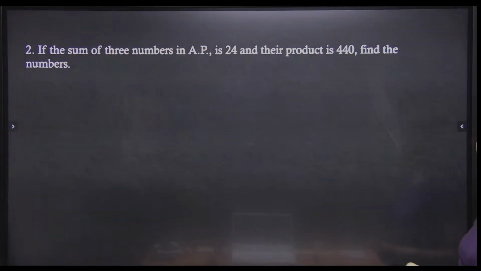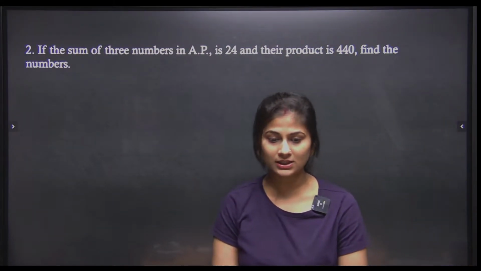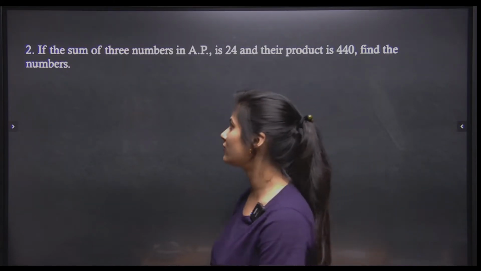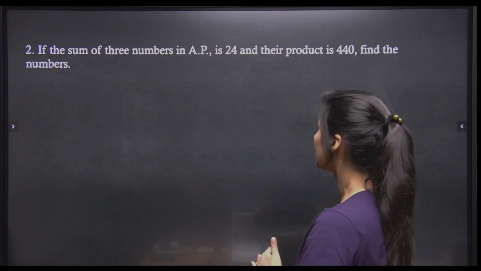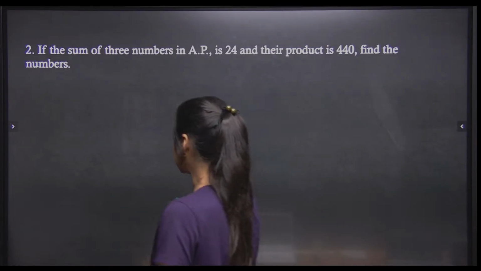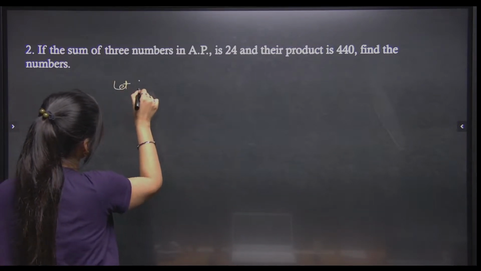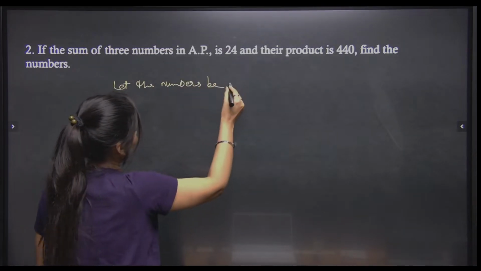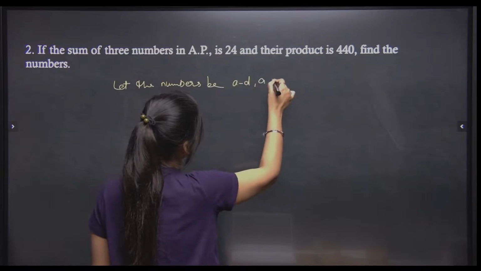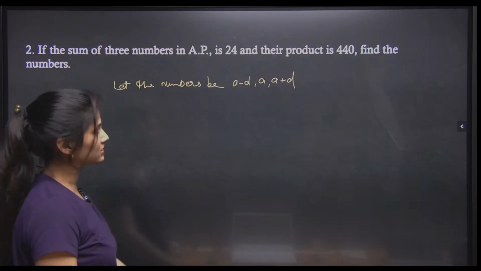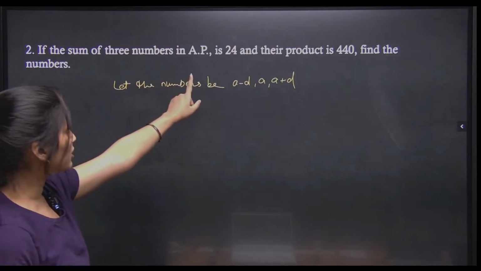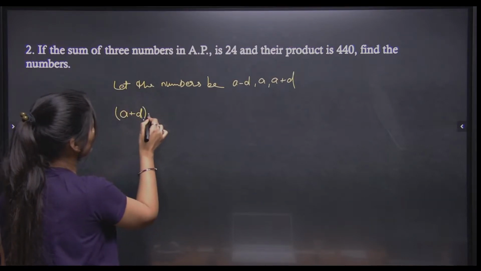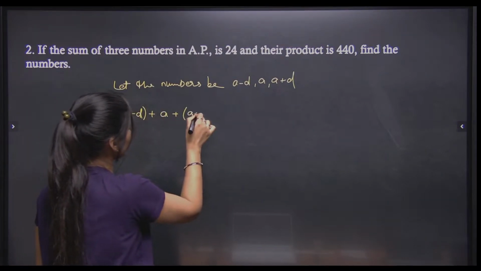Question number 2 says, if the sum of 3 numbers in AP is 24 and their product is 440, find the numbers. We know that when the question says sum of 3, product of 3, in case of AP, we need to consider 3 terms, if you remember. So let the numbers be a minus d, a and a plus d. Sum of the 3 numbers in AP is 24. So first hint is the sum of these 3 terms is 24.